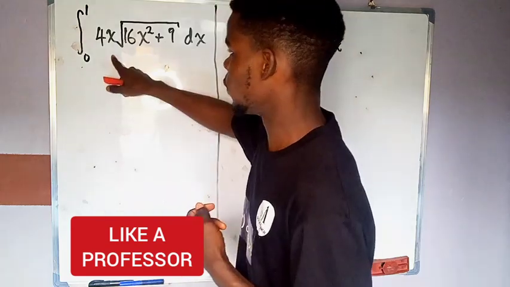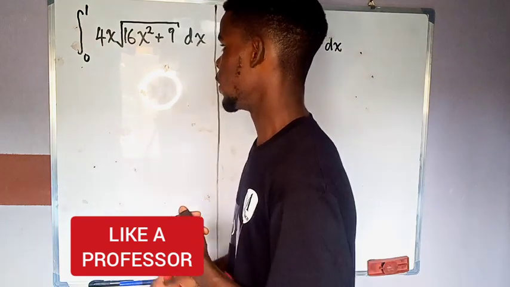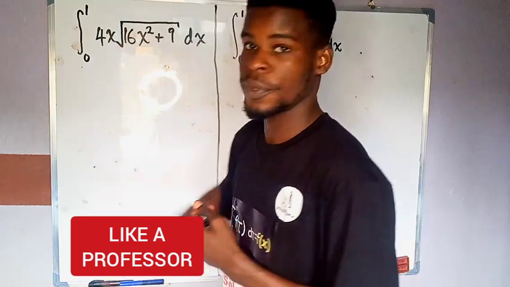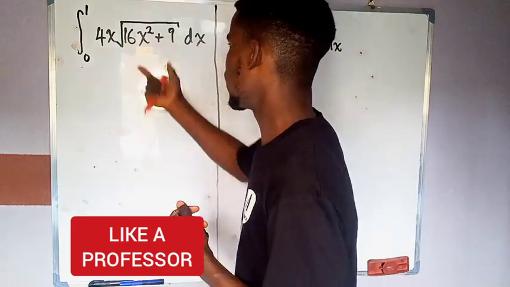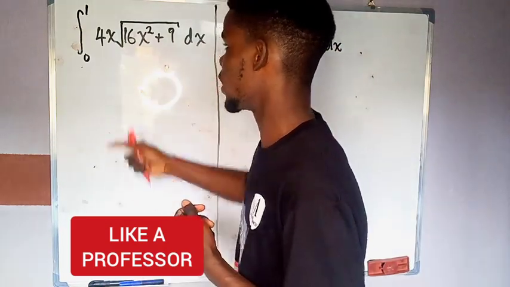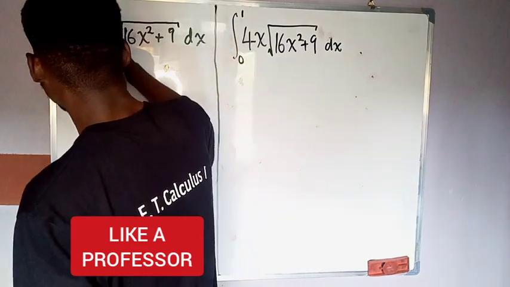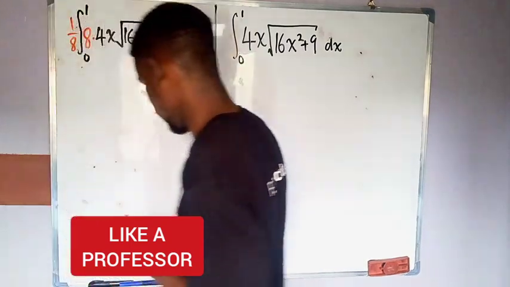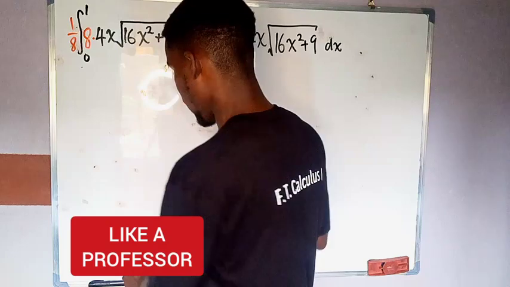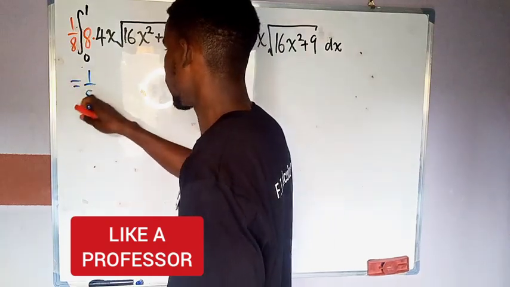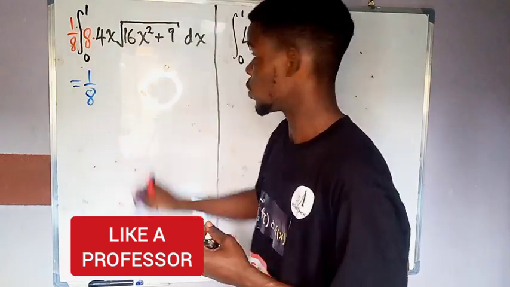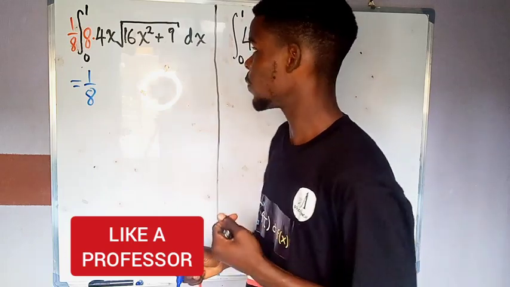We want to evaluate this integral from 0 up to 1 of this function right here. We notice that the derivative of the radicand function is 32x, which means that we have to multiply this by 8 and then divide by that 8 we just multiplied. So when we do that, we are going to have 1 over 8. This is 32x, which is the same thing as the derivative of the radicand function.